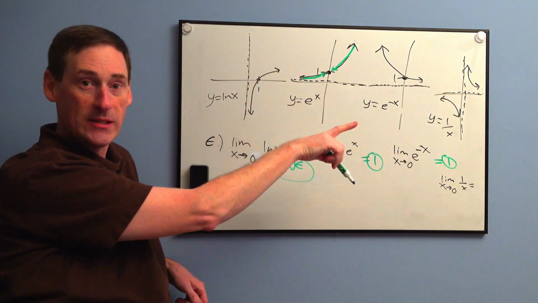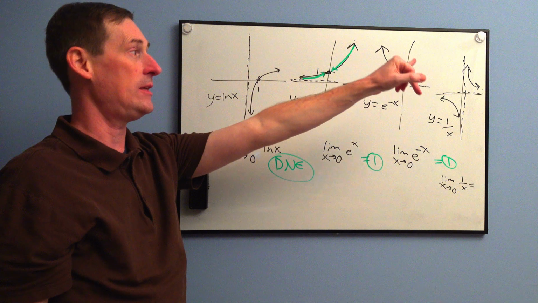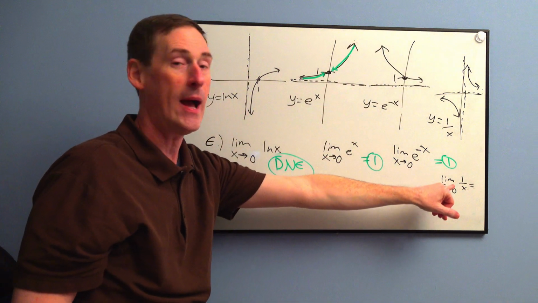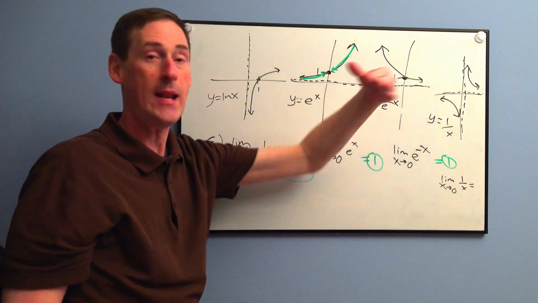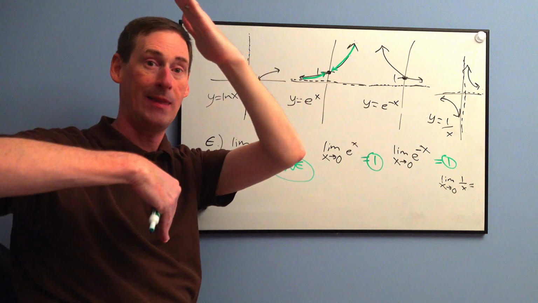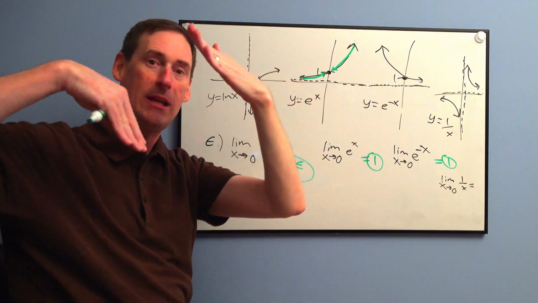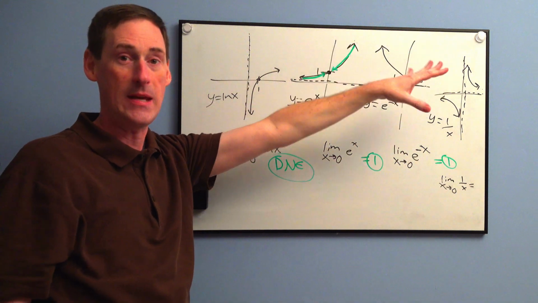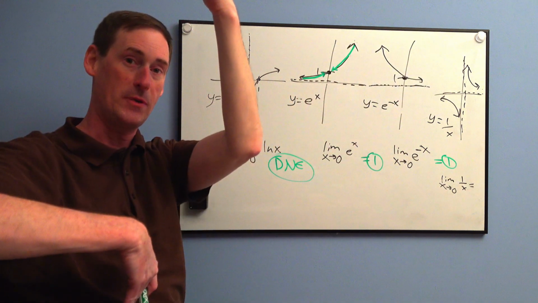And then the last crazy case. Now, unlike natural log, the hyperbola does have roads on both sides. The closer I get to 0, the right-hand road's going like this. The left-hand road's going like this. Those cars are never going to meet each other. They're going in opposite directions. You never meet. You do not agree from both sides.